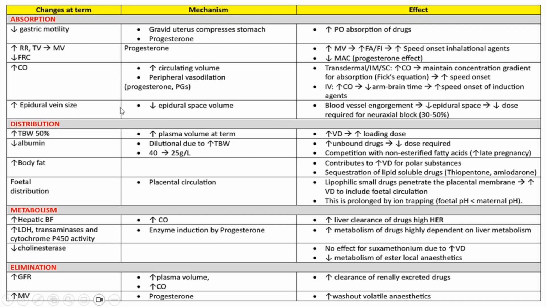When there is a size increase, the volume remains, so relatively, the space becomes lesser. This is because of blood vessel engorgement. So we only need a lower dose of LA to cause the same pharmacodynamic effect. That is why we worry so much about giving spinal in pregnant patients. We always calculate the dose, not like in a normal non-pregnant patient, where we just give a normal dose without worrying about the spread.